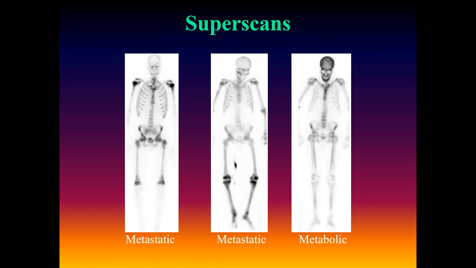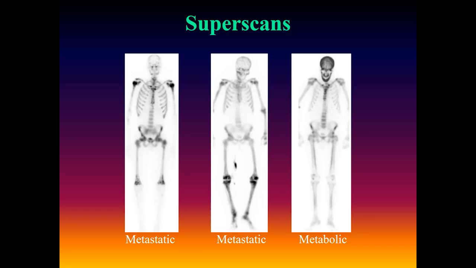These are examples of superscans. Notice that in the metastatic superscan on the left, the abnormal activity terminates abruptly in the distal humeri and distal femurs. Compare that with the metabolic superscan on the far right, where the abnormal activity extends all the way into the distal extremities. It has been suggested that it is possible to differentiate between the metastatic and metabolic superscan based on the different distribution of activity, i.e., in the metastatic superscan, the activity terminates abruptly in the distal femurs and humeri, whereas in the metabolic superscan it extends all the way into the distal extremities.